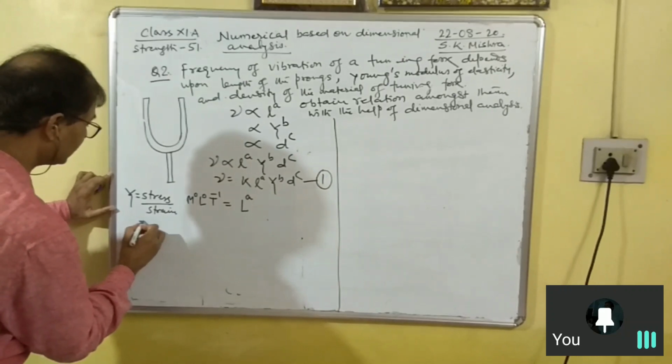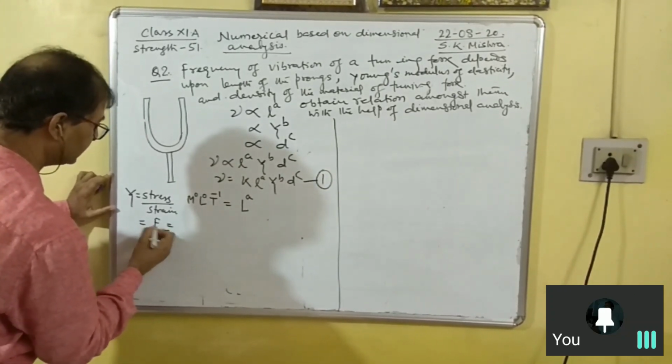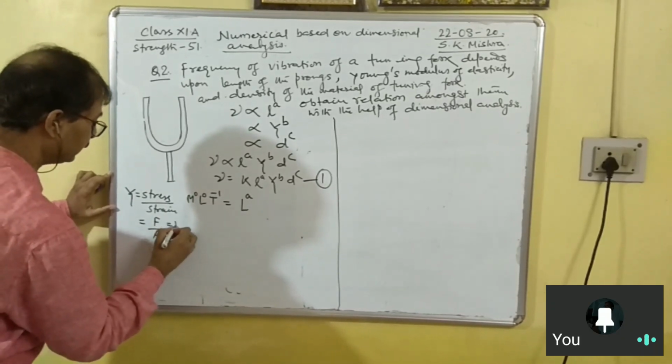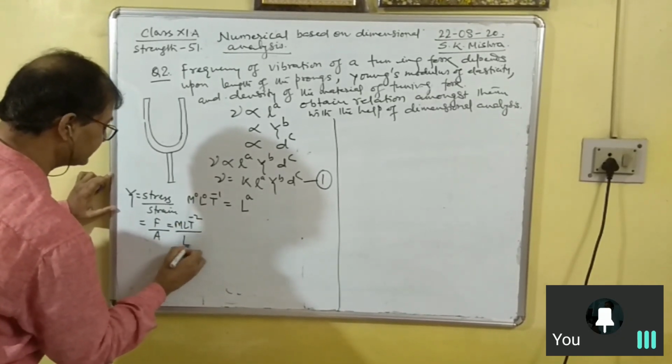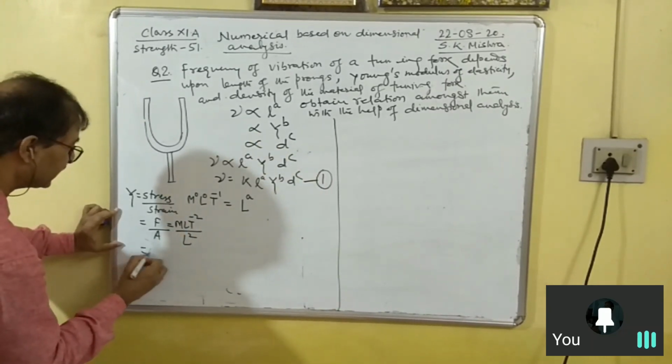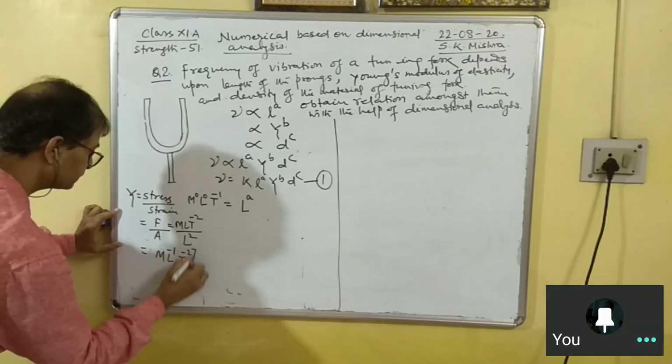So stress is force by cross-sectional area, the same as that of pressure. So force is MLT minus 2, divided by area, which is L square. So finally you are getting ML minus 1 T minus 2.